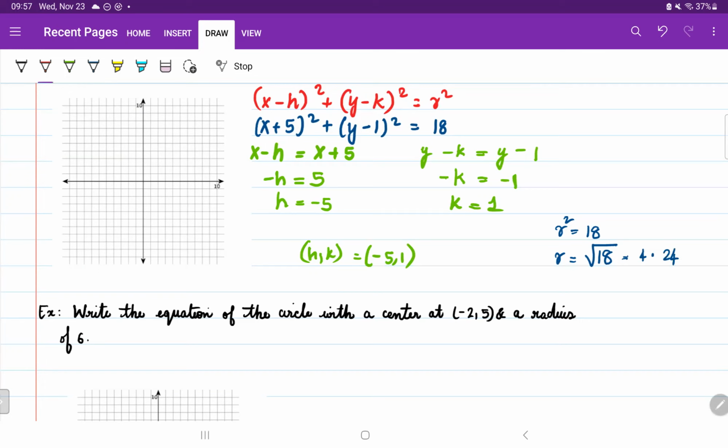Let us plot it. We have 1, 2, 3, 4, 5. That's negative 5 here and negative 1. Oh, sorry, it's negative 5 and 1. So that's going to be here. And the radius is 4.24. So it's 1, 2, 3, 4 and a little bit. 1, 2, 3, 4 in each direction, with a little bit more.